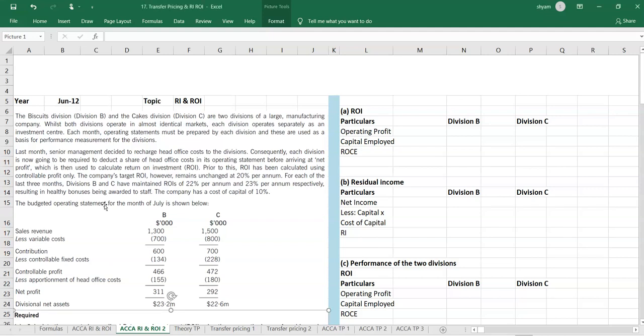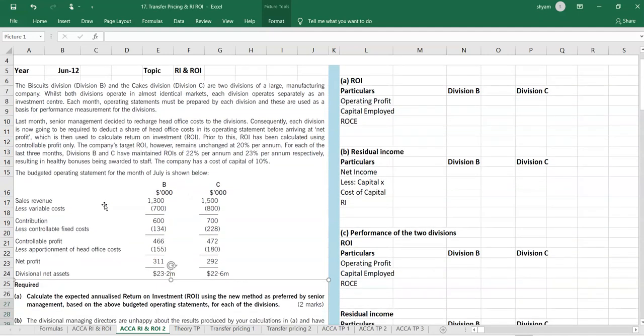Let's see the budgeted operating statement. The statement gives us sales revenue, variable cost, contribution, less controllable fixed cost, then controllable profit is given, then apportionment of head office cost is given, net profit and divisional net assets are given. So a list of all the numbers have been given. The first one we have to find out is ROI. So he's asking ROI. We'll work out that.